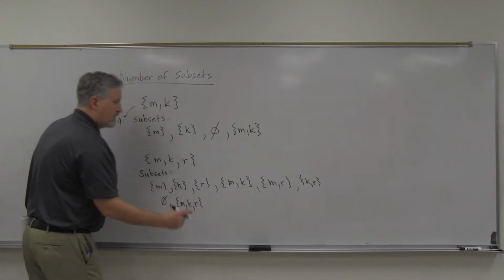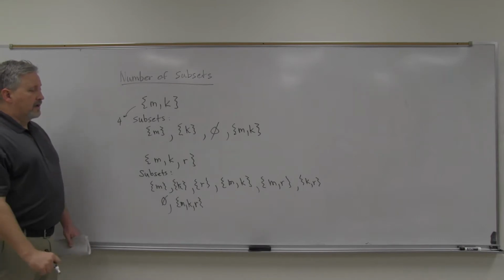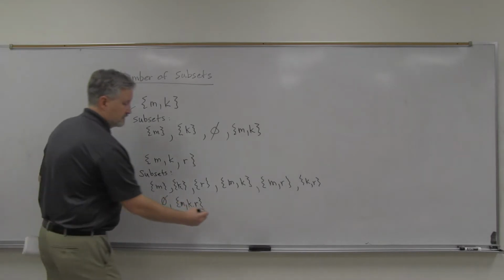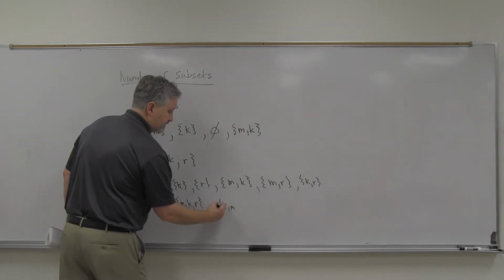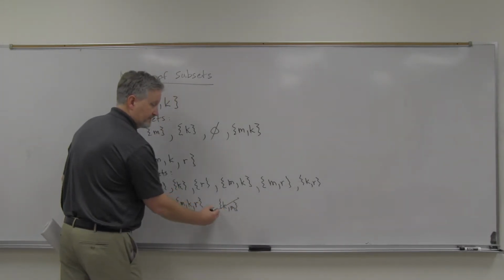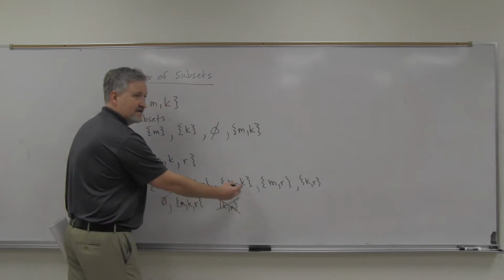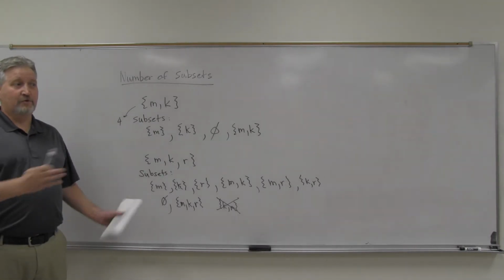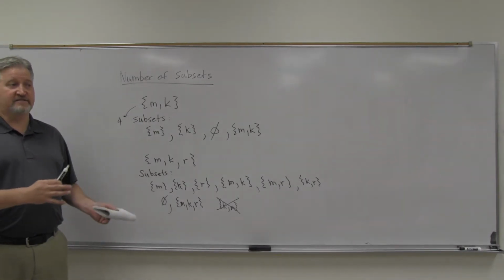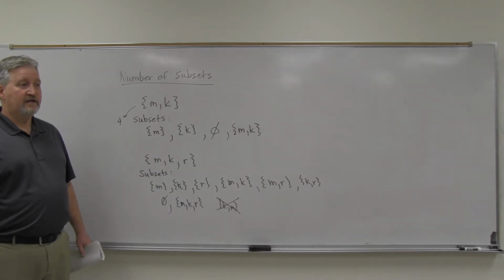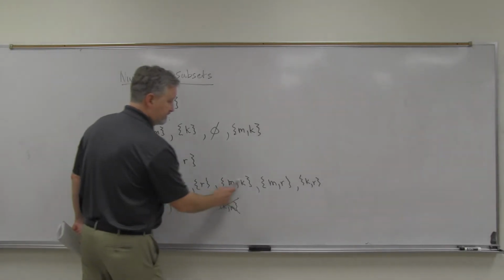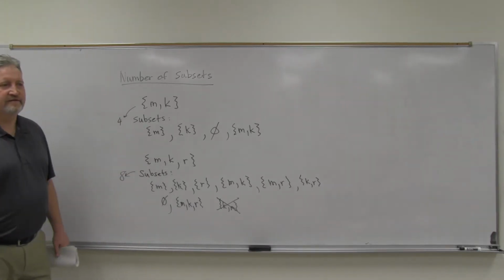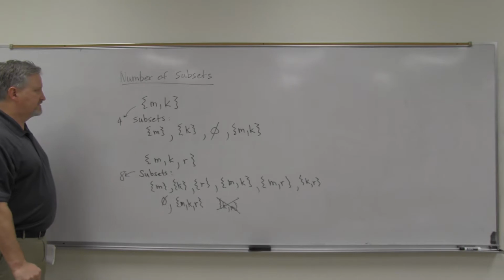Now, one other thing I mentioned here, what about ketchup, mustard? Would that be different? Why is that not different? That's the same as this one, right? Mustard, ketchup. Remember, in sets, the order doesn't matter. So rearranging them is not going to change the set. So this is it. How many do I got? 8. Yep, 8 subsets. So I had 8 subsets.